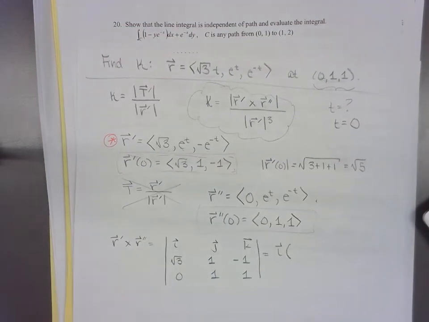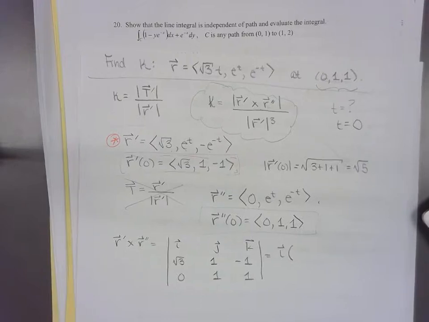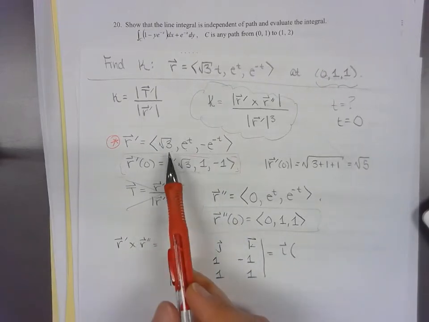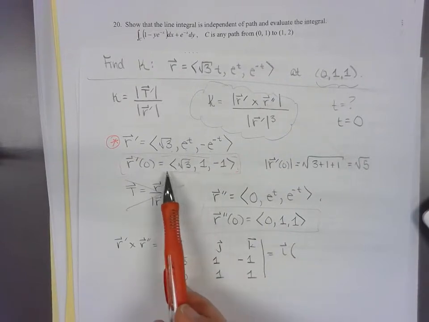So from the star, you wrote the derivative from that star. Then you plugged in 0.